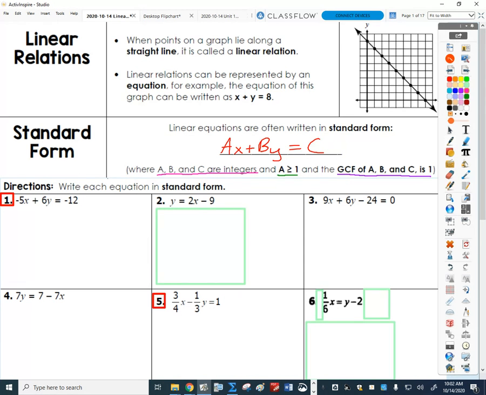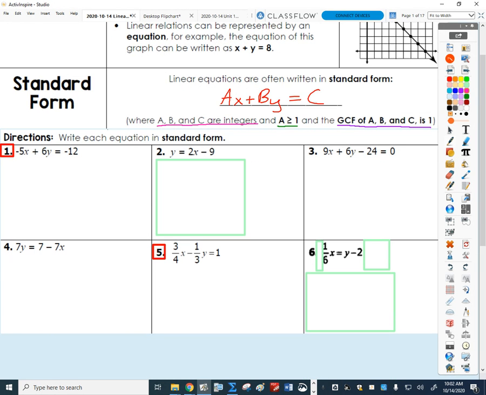Okay. So what would we have to do here to number 1, if we want to put it into standard form? It's almost in standard form. What's the only thing I have to do to put this into standard form?